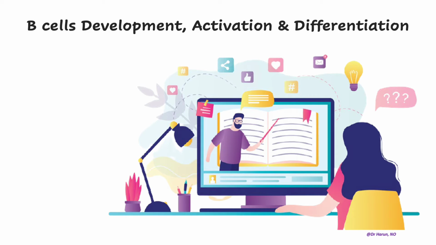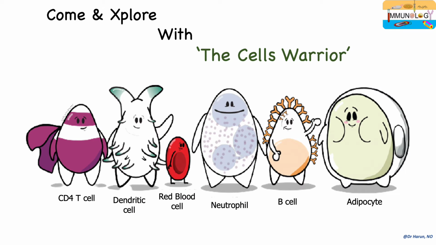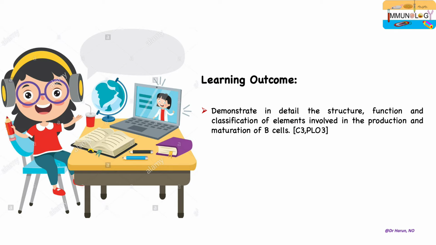So in this topic, we are going to learn about B cell development, activation and differentiation. Are you guys excited to explore more with the Cells Warrior? Come and join us. So in this topic, the learning outcomes are that students can demonstrate in detail the structure, function and classification of elements involved in the production and maturation of the B cells.